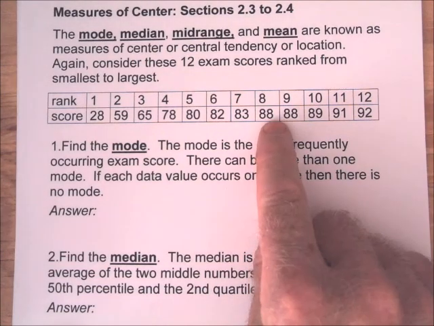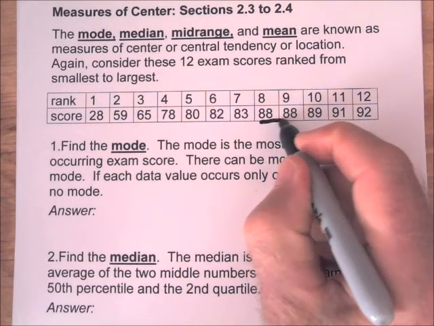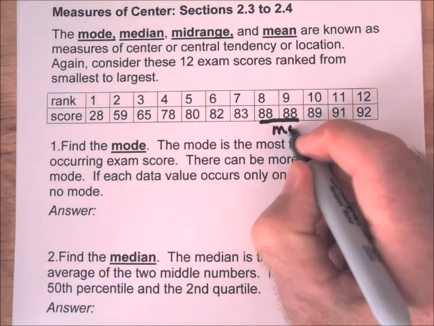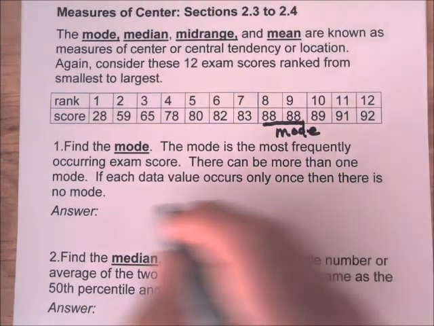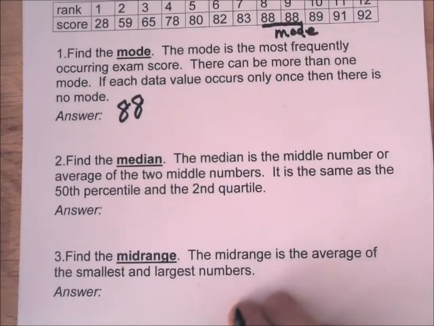So the most frequently occurring exam score is 88. That occurs twice, so that would be the mode here. The score of 88 is the mode. So the answer is 88. That's the most frequently occurring score.